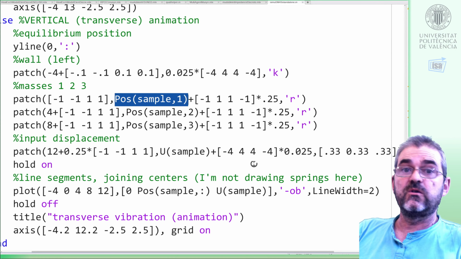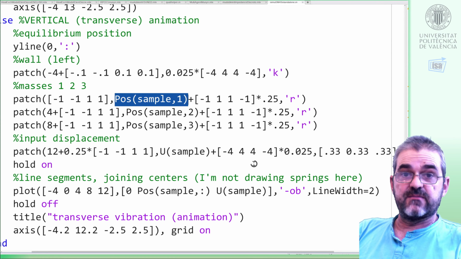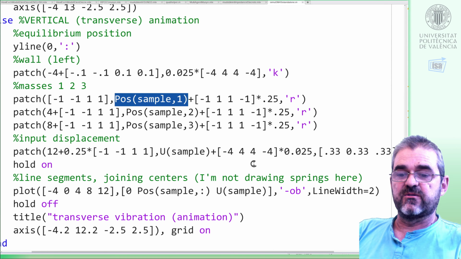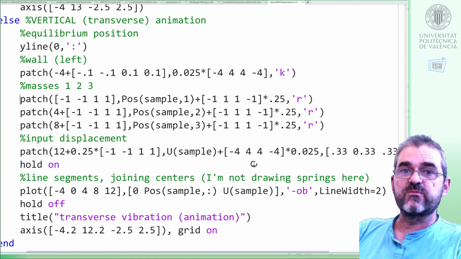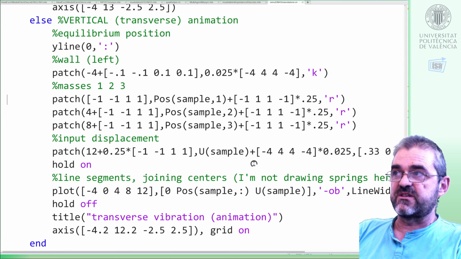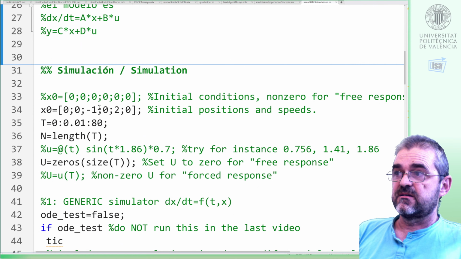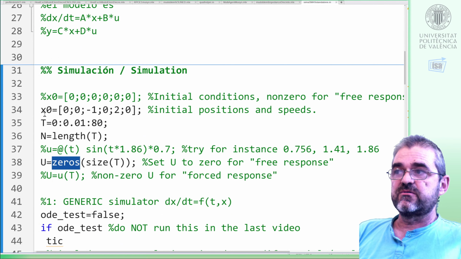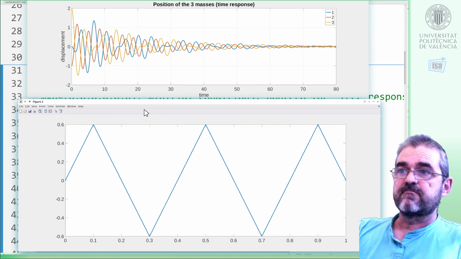As I said, look into MATLAB's documentation and play a bit with the code in order to understand all this. The important thing is how simulations feel when we see the animation. So we'll first see this zero input, non-zero initial conditions, free response.